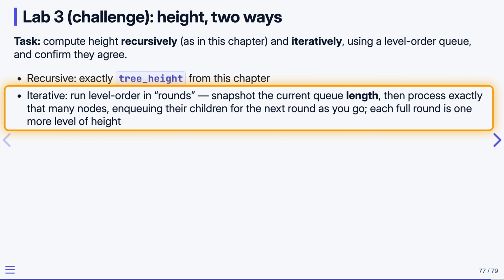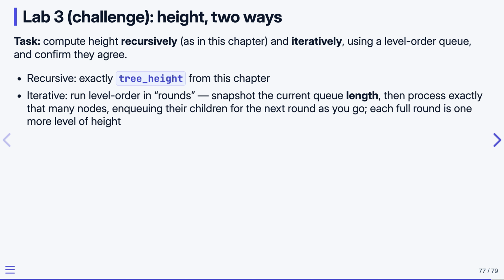You run level order in rounds. Snapshot the current queue length, then process exactly that many nodes, enqueuing their children for the next round as you go. Each full round is 1 more level of height. Try both versions and make sure they give the same number. Pause here and give it a go before the solution.